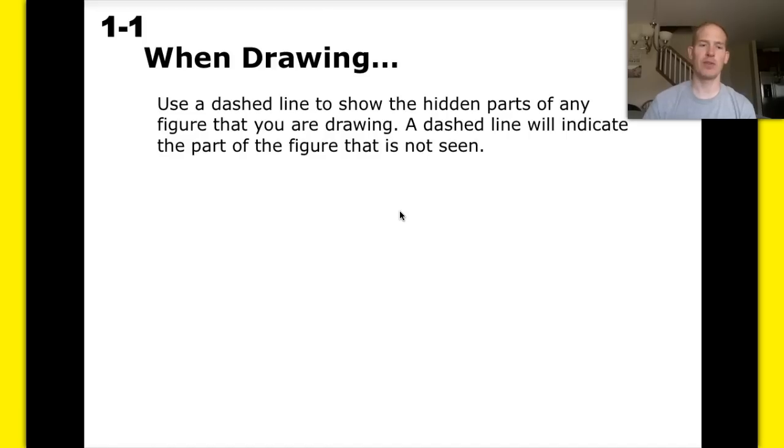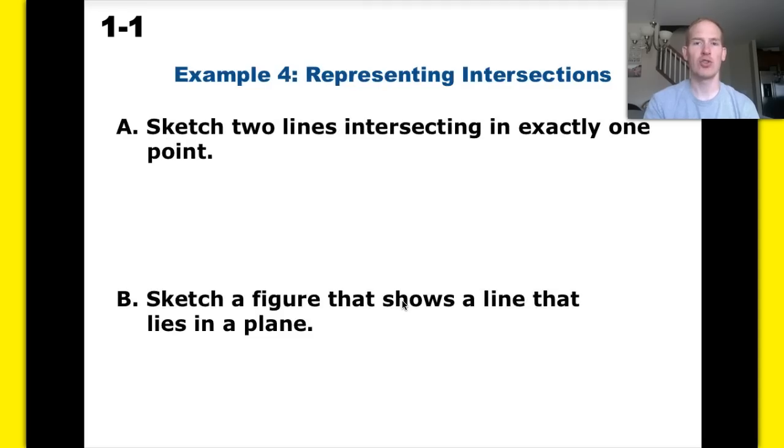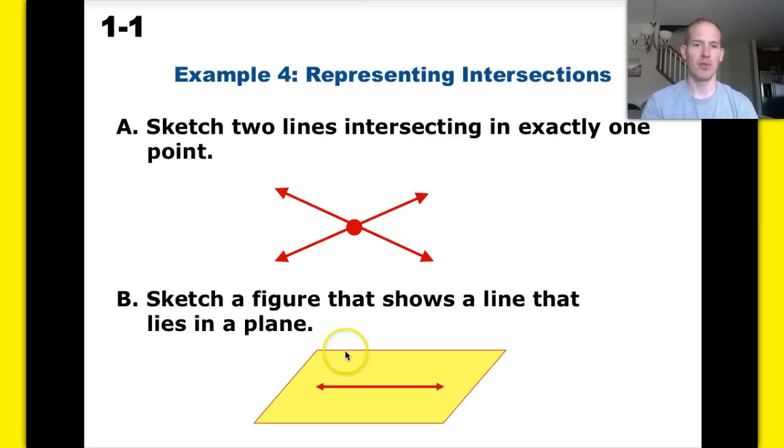Okay, now it's a different thing. We are now drawing some of these examples. Use a dashed line to show hidden parts. A dashed line will indicate the part of the figure that is not seen. Sketch two lines intersecting at exactly one point. Not bad. Boom, boom, they intersect at a point. Sketch a figure that shows a line that lies in a plane. Okay, so then your plane is a parallelogram. There's your line. Not bad.